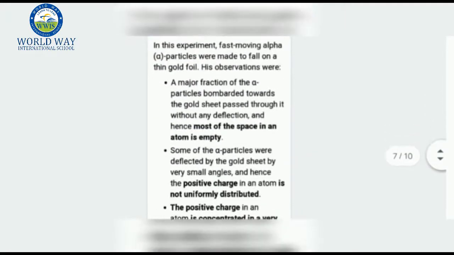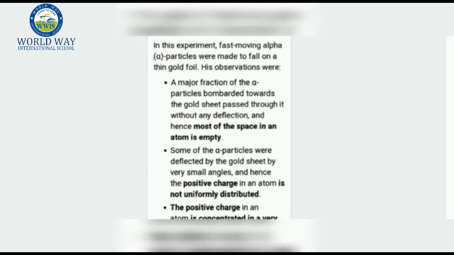Now, another famous model is Rutherford model. In this experiment, fast-moving alpha particles were made to fall on a thin gold foil. His observations were a major fraction of the alpha particles bombarded towards the gold sheet passed through it without any deflection, and hence most of the space in an atom is empty.